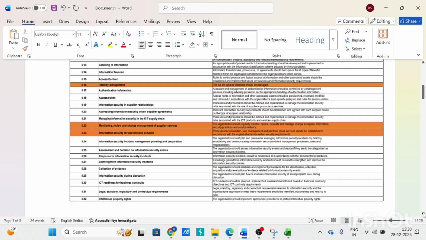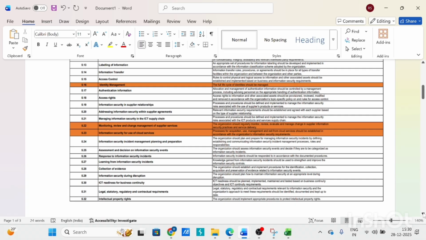Monitoring, review and change management of supplier services comes under 5.22. The organization should regularly monitor, review, evaluate, and manage change in supplier information security practices and service delivery. Information security for use of cloud services comes under 5.23, where processes for acquisition, use, management, and exit from cloud services should be established in accordance with the organization's information security requirements.